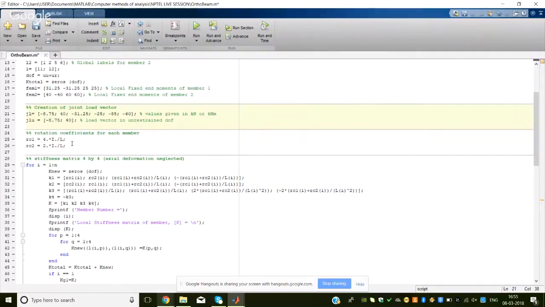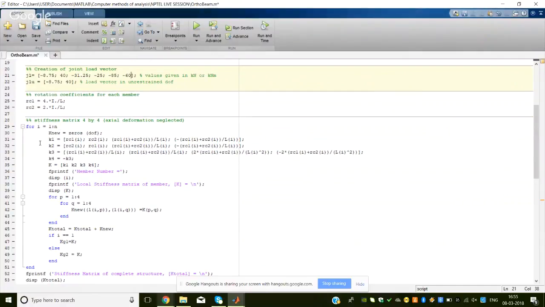So the first step is the calculation of rotation coefficients for finding the stiffness matrix. So here we have RC1 and RC2. These are the rotation coefficients. RC1 is EI by L; here E is taken as constant, so we are not mentioning it over here. And RC2 is 2I by L.